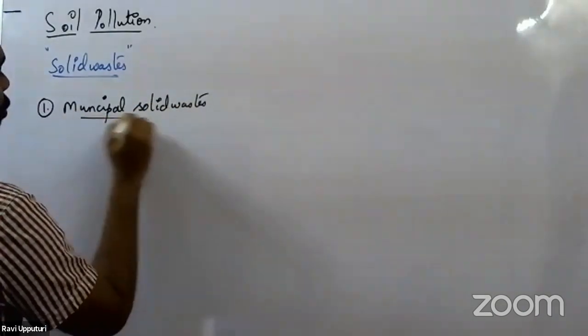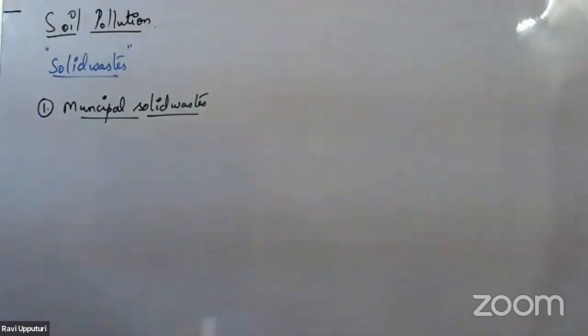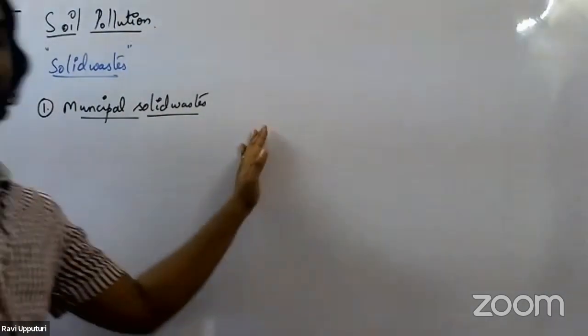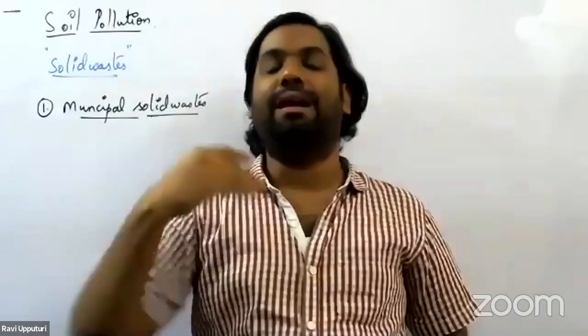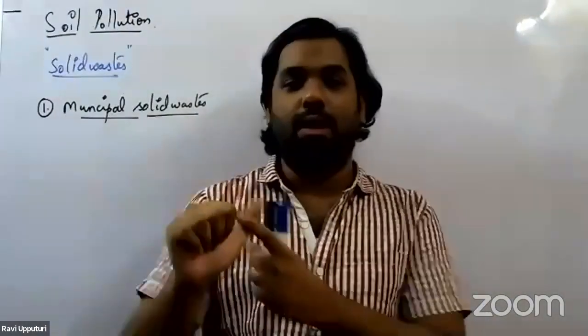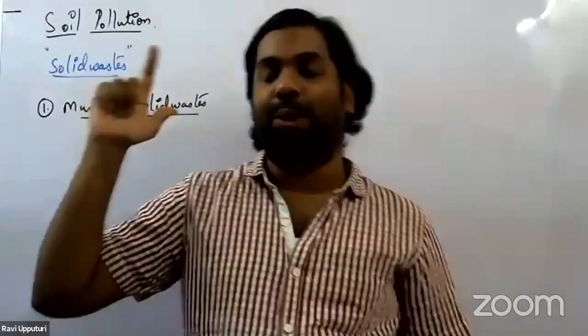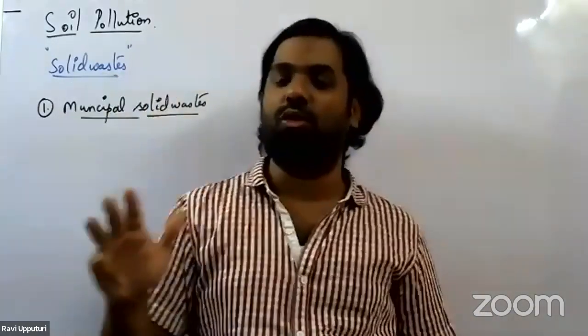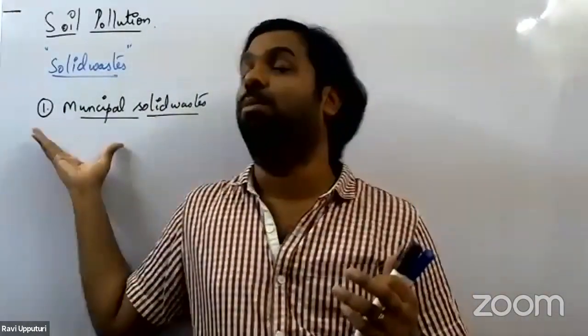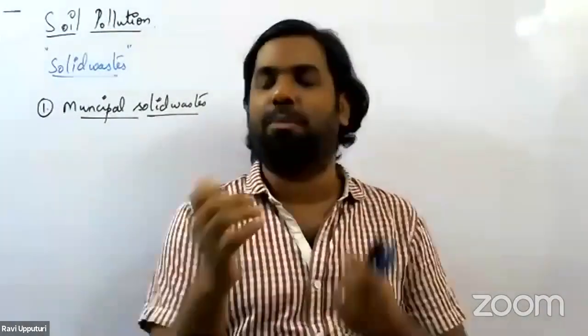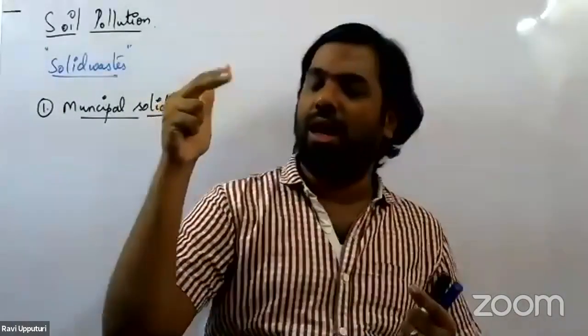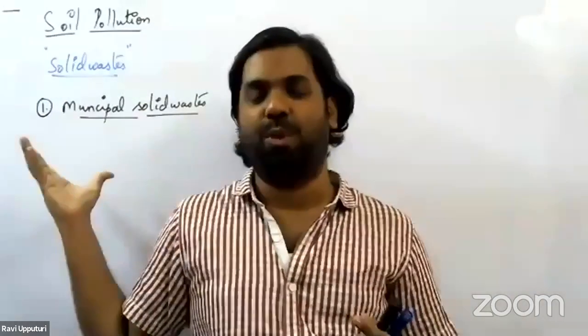So we are talking about the sources of soil pollution. The major one is municipal solid waste. Now, what does municipal solid waste actually include? The waste that is released from houses, from offices, waste from the schools, waste from the stores, all of these constitute municipal solid waste. What are those types of waste?